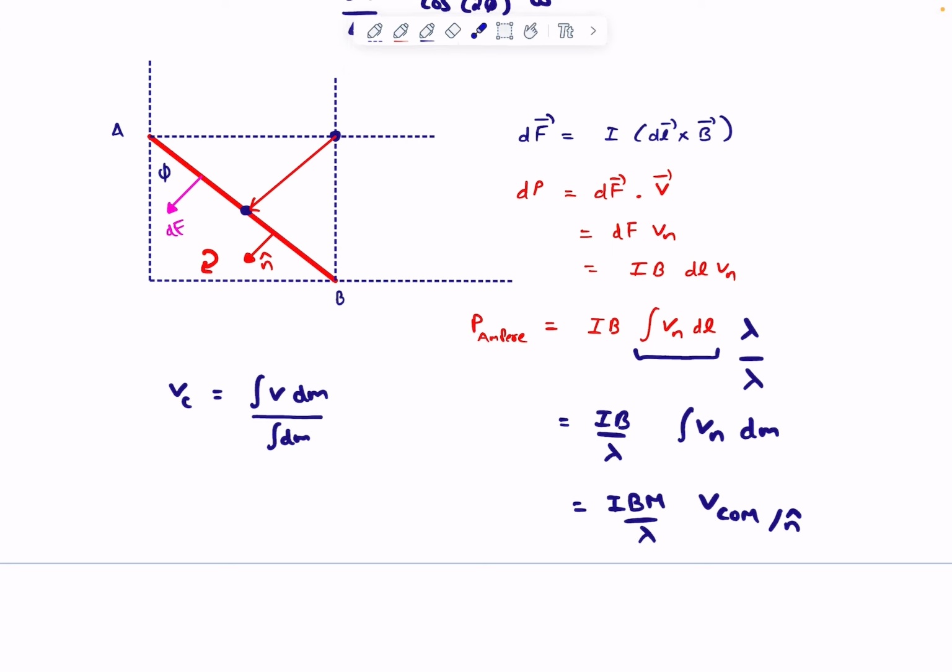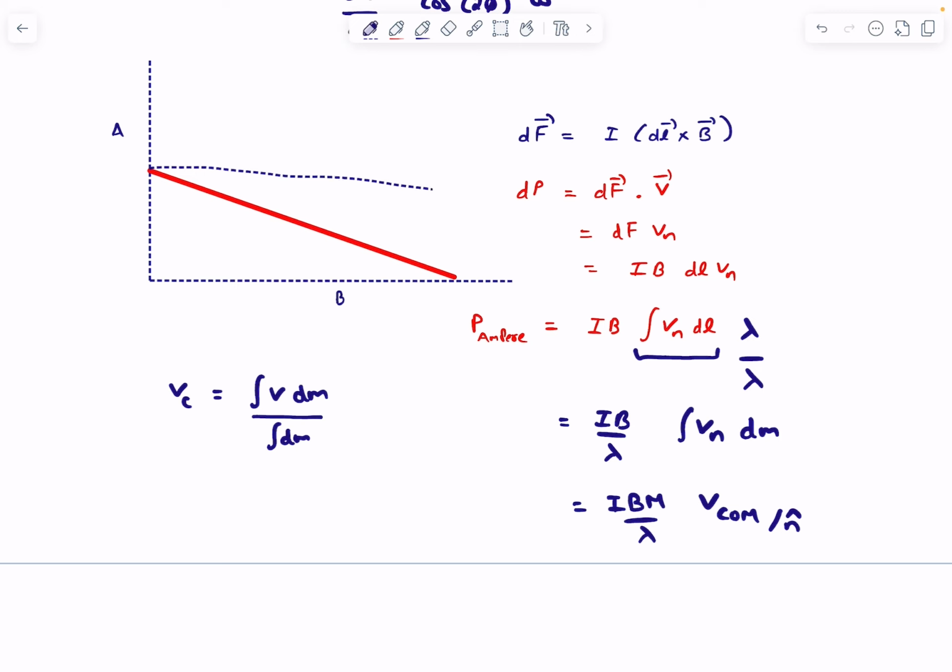So what I'm going to do is slightly redraw the diagram. I basically drew the triangle like this in order to avoid confusion. Now this is the location of the ICOR. The center of mass of the rod will be somewhere over here, right? So now it should be clear that this is not along the rod. So this is the velocity of the center of mass.